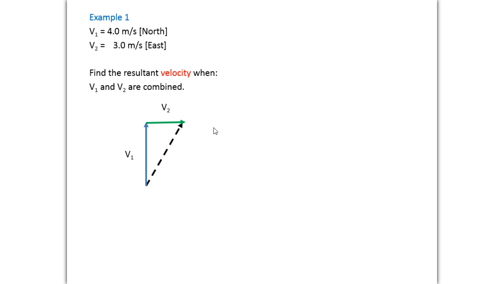Okay, so for example 1, you have an object that's moving 4 meters per second north. Let's use a river example, that'll probably be easier since we just spoke about it. So let's say north is in this direction, which would mean east is in that direction. So the boat is trying to head north across the river at 4 meters per second.